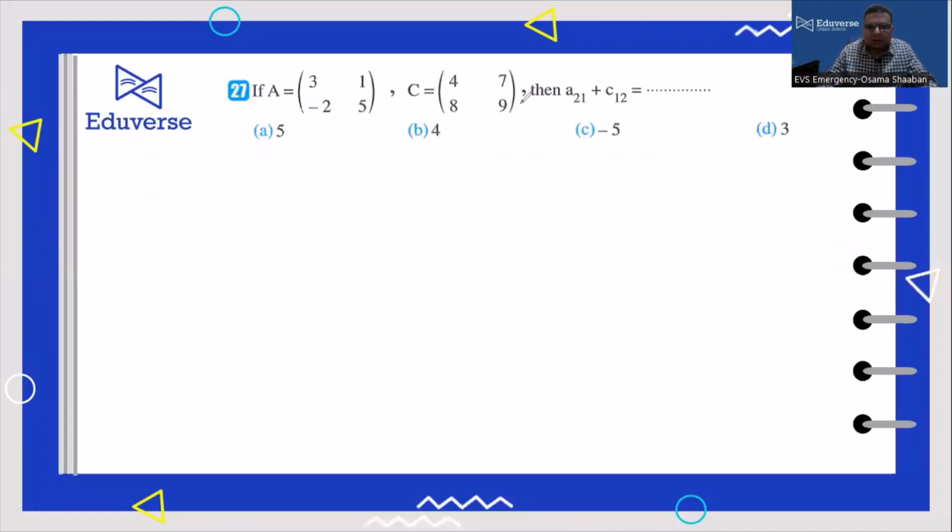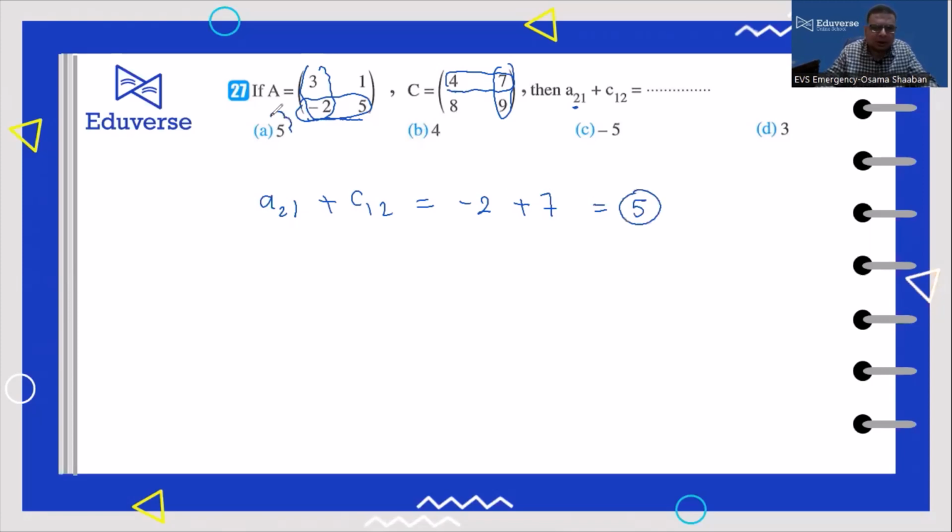Here you have a matrix A and a matrix C. Then A21 plus C12 equals what? A21 means second row and first column. So that means negative 2. So A21 plus C12: A21, you will find is negative 2, plus C12, which means first row and second column. So you will get 7. So negative 2 plus 7 will be 5. So we will choose A.